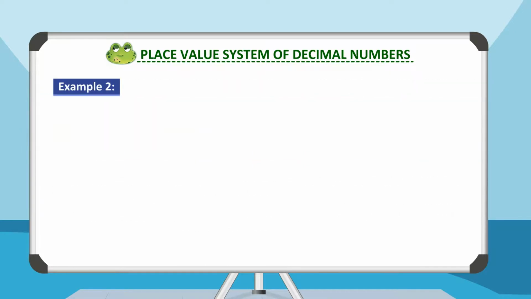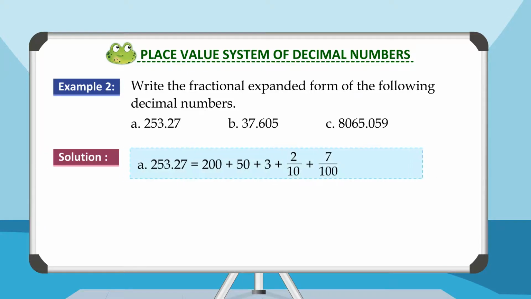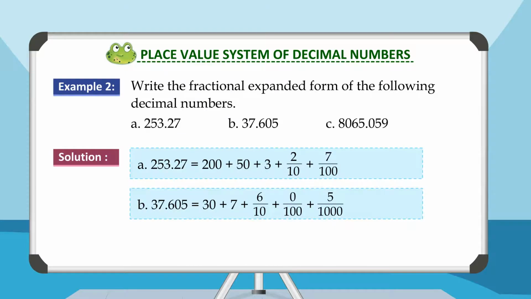Example 2. Write the fractional expanded form of the following decimal numbers. A. 253.27. B. 37.605. C. 8065.059. Solution. A. 253.27 is equal to 200 plus 50 plus 3 plus 2 upon 10 plus 7 upon 100. B. 37.605 is equal to 30 plus 7 plus 6 upon 10 plus 0 upon 100 plus 5 upon 1000.